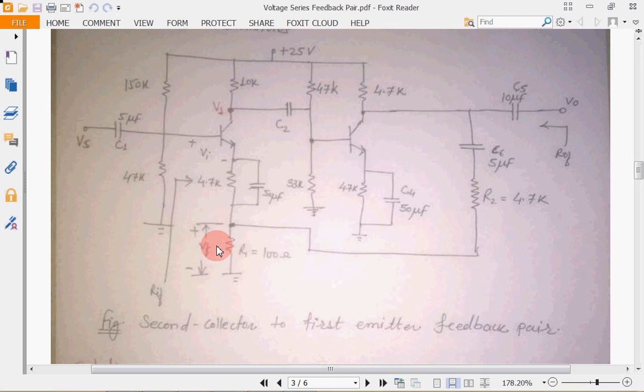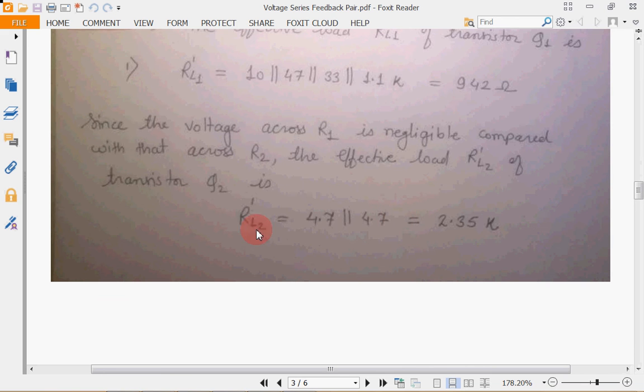One thing that we have to note here now is that the output voltage V0 is far greater than VF, because VF is just the fraction of the output voltage V0. So we'll consider that here the voltage VF is very small, and that this is just like that of a short circuit. It means what will happen? This resistance will come in parallel with the resistance R2. Okay, and therefore what will be the load resistance of the transistor Q2 or the stage 2? That will be 4.7K in parallel with 4.7K. So RL2 dash is equal to 4.7 parallel with 4.7, that is equal to 2.35K, right? So we have obtained the load resistance of stage 1 and stage 2.